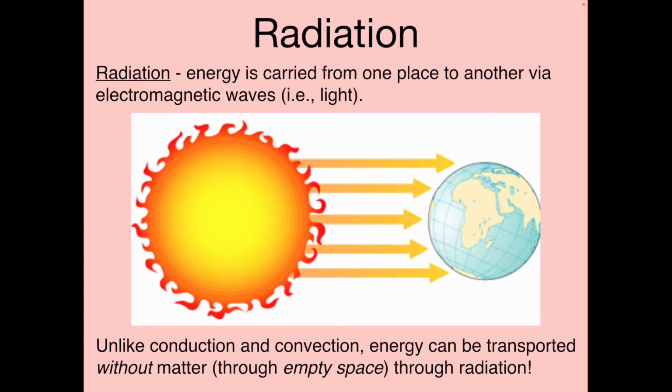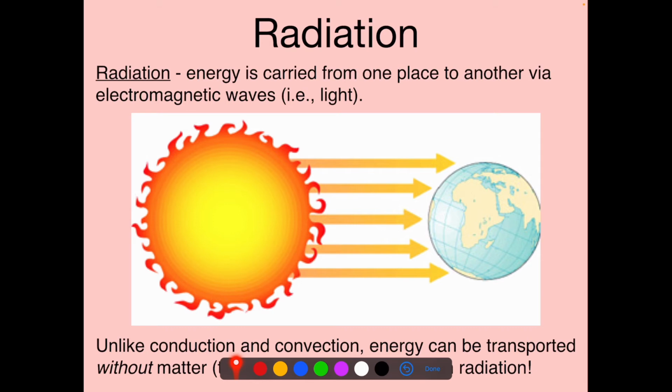So we've gone over some of the modes of heat transfer. We talked about convection, which is typically how heat would be carried through a fluid. We've talked about conduction, which is how heat is carried through a solid material. And the last one to touch on is radiation. So radiation is when energy is carried from one place to another through electromagnetic waves. Now, when I say electromagnetic waves, that's just a fancy way of saying light. Okay, so if energy is being carried from one place to another through light waves, that's radiation.